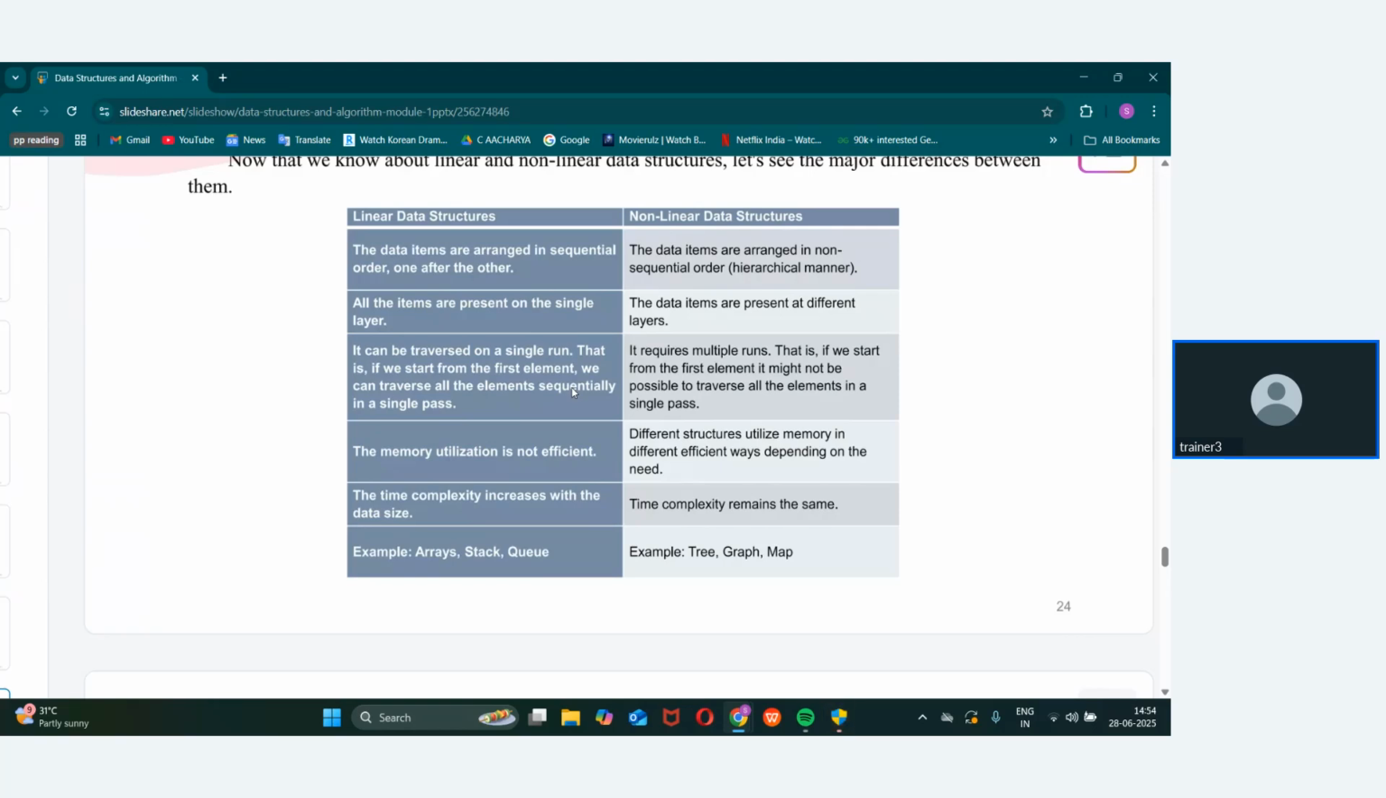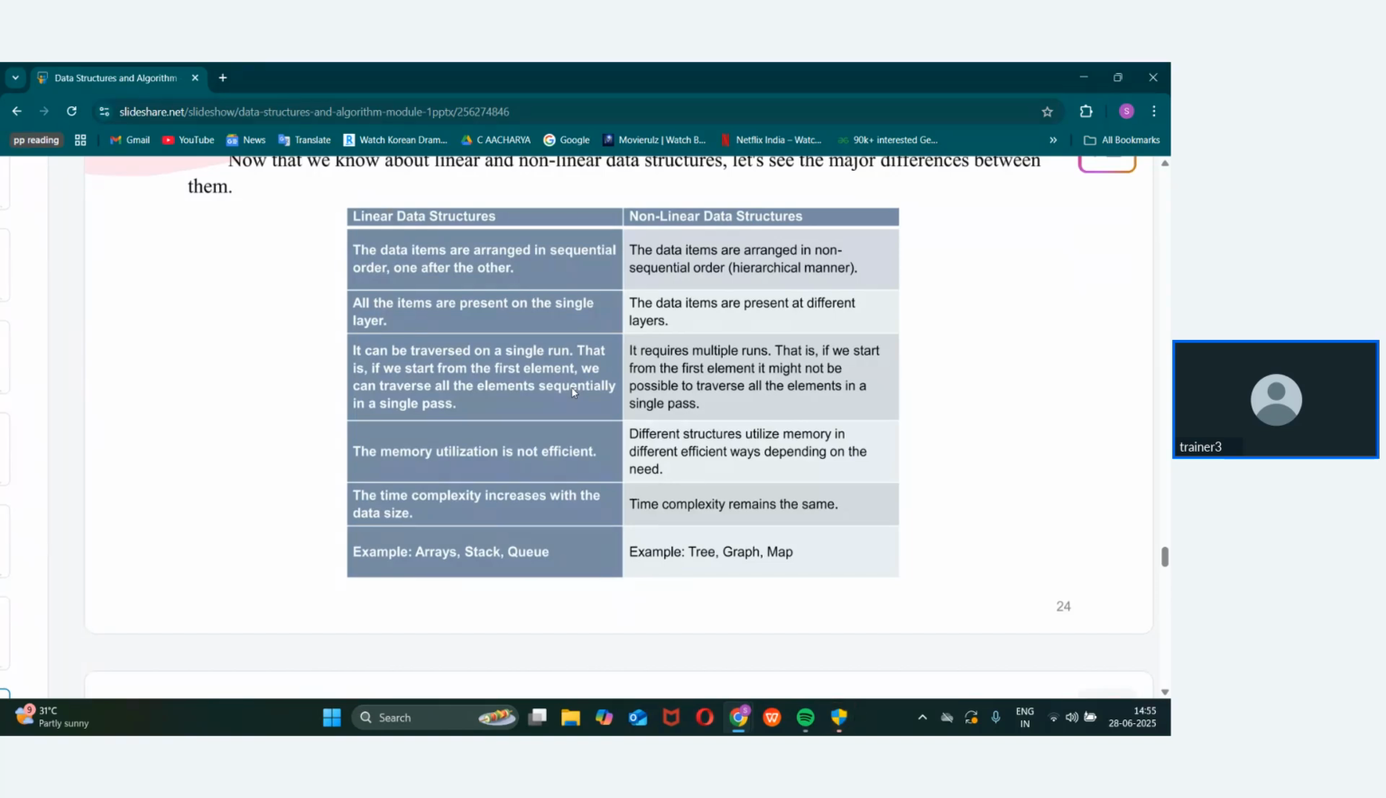Coming to the time complexity in linear data structure, it increases with the size of the data. So whenever the data increases, its time complexity increases. So that's why it will not be efficient when data becomes complex. Coming to non-linear data structures, the time complexity remains the same throughout the process of solving the problem.